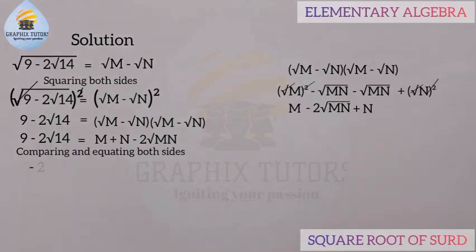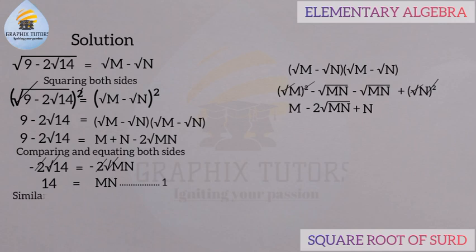Now, comparing both sides and equating both sides, I'll take the second one: minus 2 root 14 is equal to minus 2 root mn. So, this is the left-hand side, this is the right-hand side. Minus 2 in the left-hand side will equate minus 2 in the right-hand side. The root on 14 will equate the root on mn. So we'll be left with what? 14 is equal to mn. I will term that equation 1.